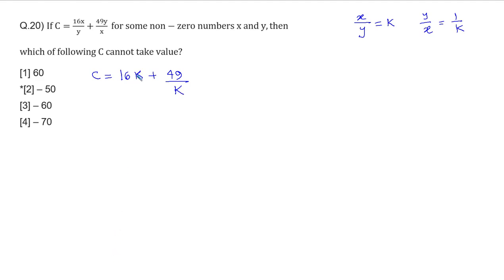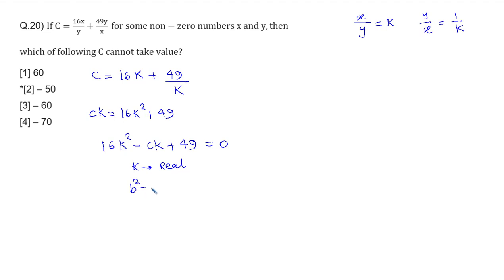Now we need to find the possible values of c. Let's have a look at it. Let's multiply this equation by k. So this will be ck is equal to 16k square plus 49. Sorry, over here it is 16k square minus ck plus 49 is equal to 0. Now over here k is equal to x divided by y. They are non-zero numbers everywhere and by default they are real numbers. So the value of k should be real.